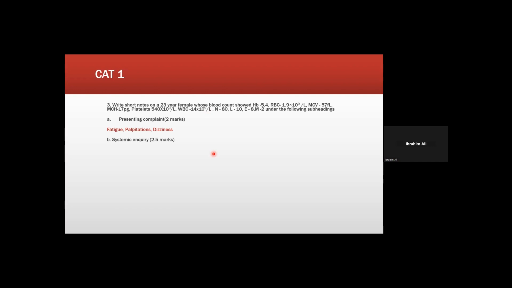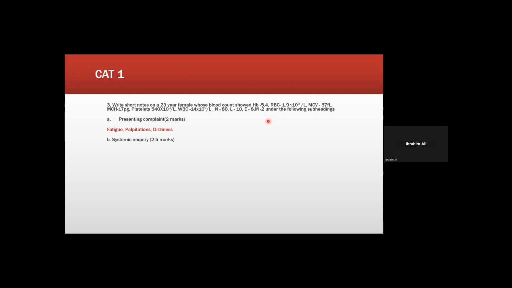Now the systemic inquiry. I know you have rotated in Pediatrics and Obs-Gyn and those systemic inquiries. You have many systems, like the GI system, respiratory system, CV system, and the questions that you will ask are what you would like to elicit in those systems. For example, let's diagnose this patient before you go. His MCV is low, 57 femtoliters. So can we say this patient has microcytic anemia or macrocytic anemia? Which kind of anemia is this? His Hb is low, RBC low, MCV low, microcytic anemia.